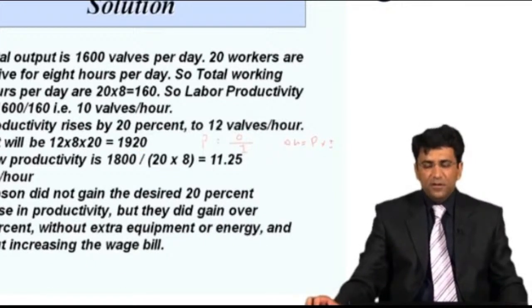Now students, what happened after the management applied the different rules? Now in this particular case, the output has been increased from 1600 to 1800. So this is our new output, divided by input, which will remain the same. This is our new input. Now the new productivity is 11.25 valves per hour.